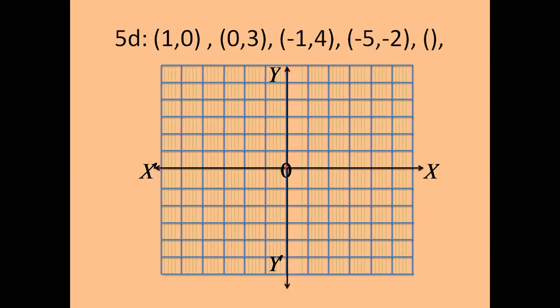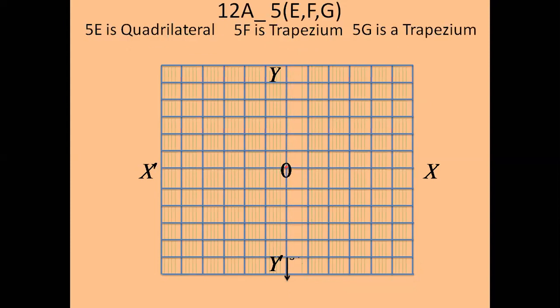Then you have to do these questions of 5 yourself, and also 5E, F, G. 5E will be a quadrilateral, 5F will be a trapezium, and 5G is a trapezium also. Try yourself, and check your answer. If you have any problem, do not forget to let me know. Okay.